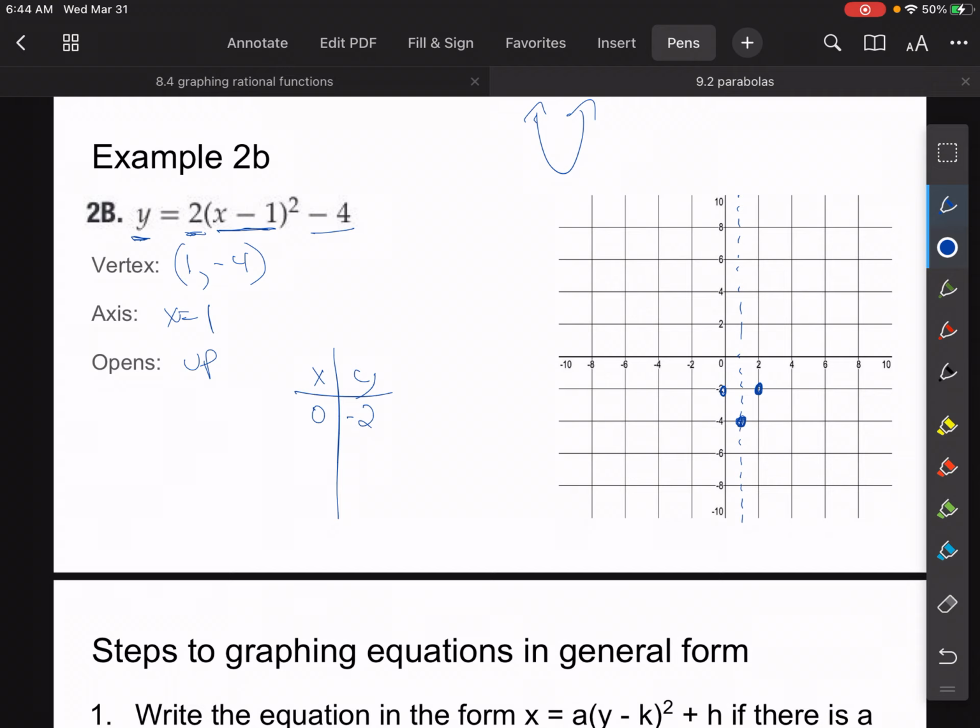But let's maybe plug in one more. So let's plug a 3 in.